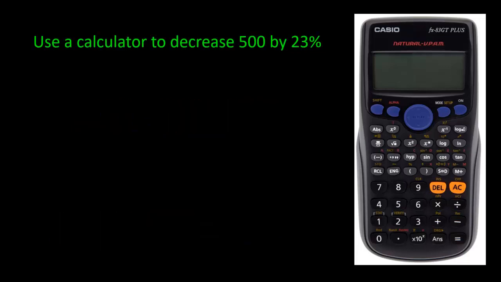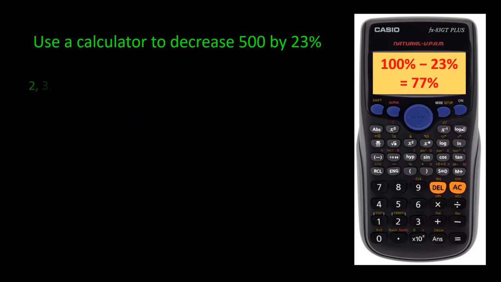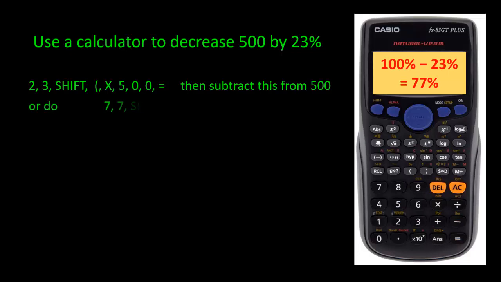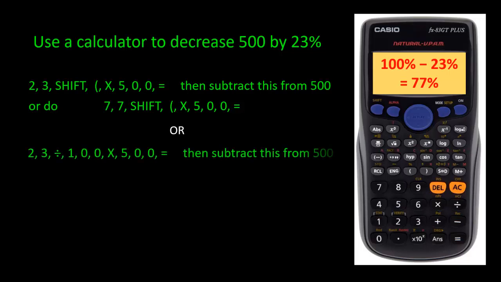We could use the percentage key. Okay, we could do 23 shift open bracket times 500, that gives us 23%, and subtract it. Or over there on the right, we can see that we've got to find 77%. So we could be clever and say, okay, I'm just finding 77%. I'm going to use the percentage key. Another way of doing it would be to find 23%, doing 23 divided by 100 times 500, and then subtract it because it's a decrease.